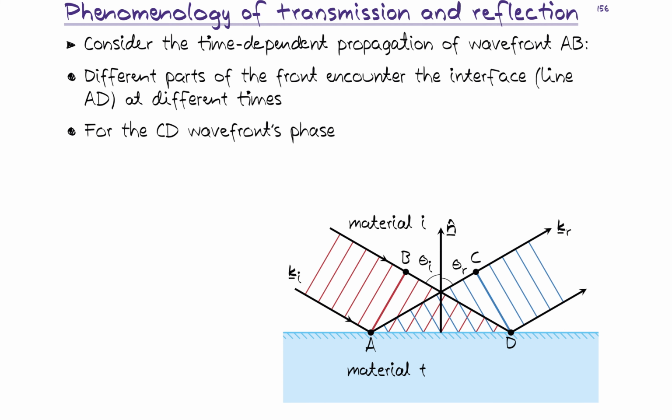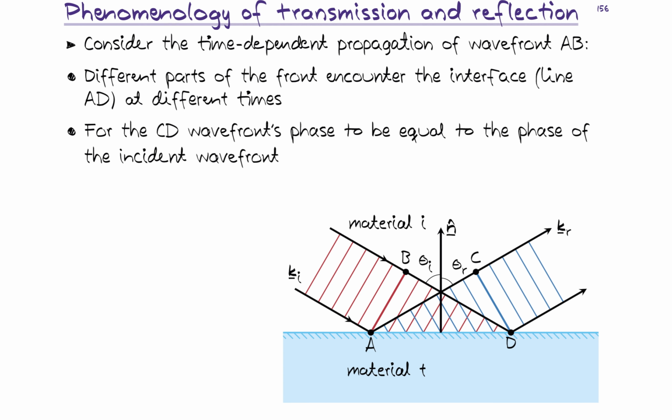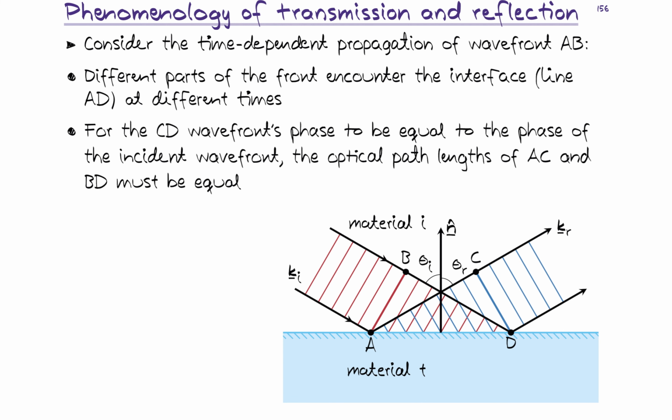For the CD wavefront, the one in bold blue for the reflected wave, we require that the phase of this wavefront be equal to that of the incident wavefront. The other way of saying this is that the optical path lengths of AC and BD must be equal. So we require the wavefronts to be equal. What this means is that the length from point A to point C must be the same as from point B to point D.